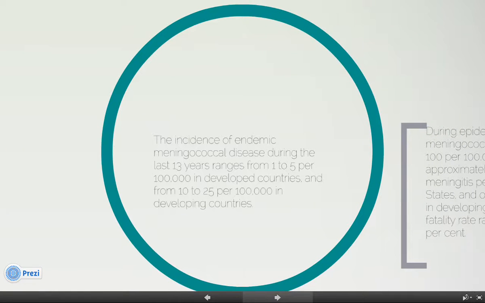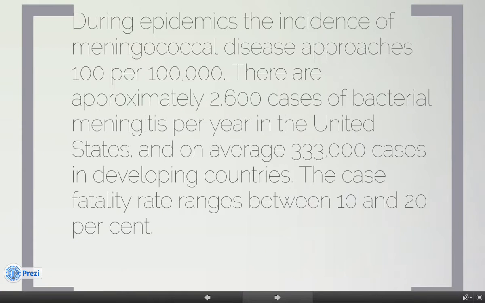The incidence of endemic meningococcal disease during the last 13 years ranges from 1 to 5 per 100,000 in developed countries and from 10 to 25 per 100,000 in developing countries. During epidemics, the incidence of meningococcal disease approaches 100 per 100,000.